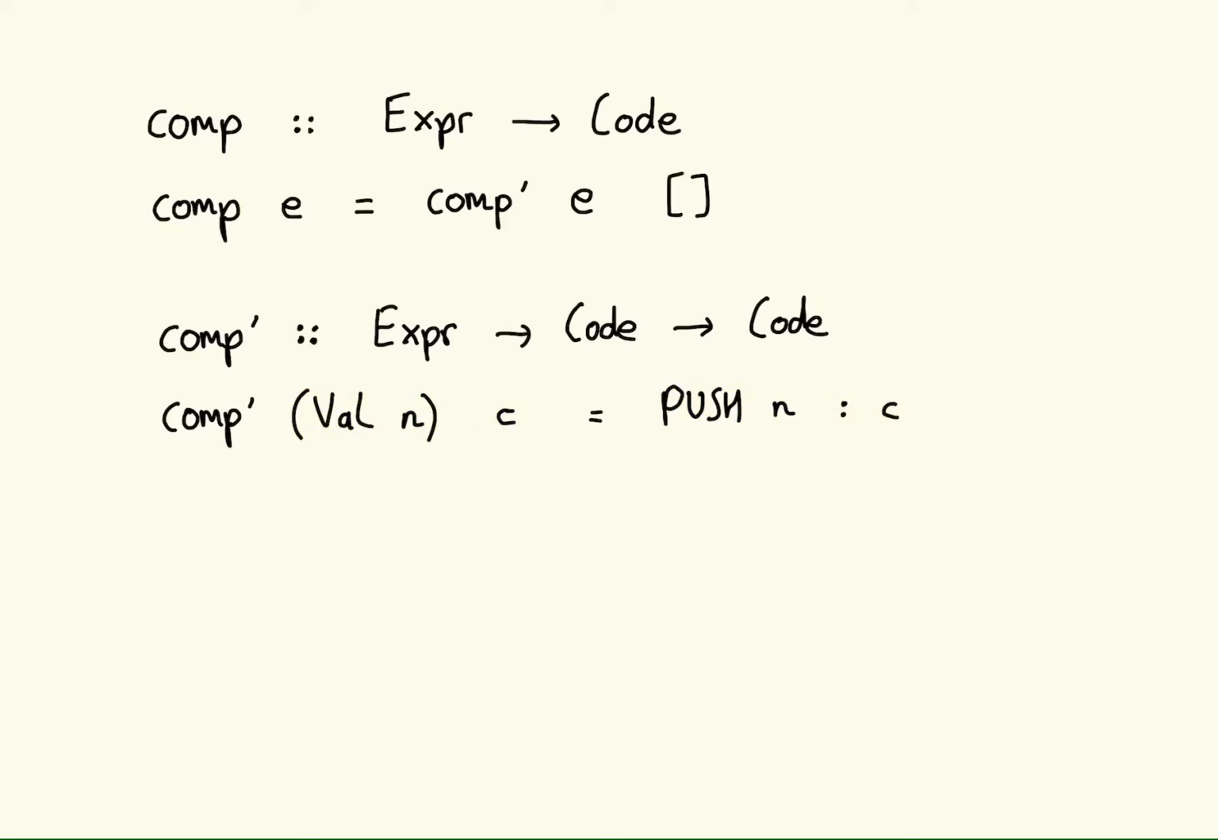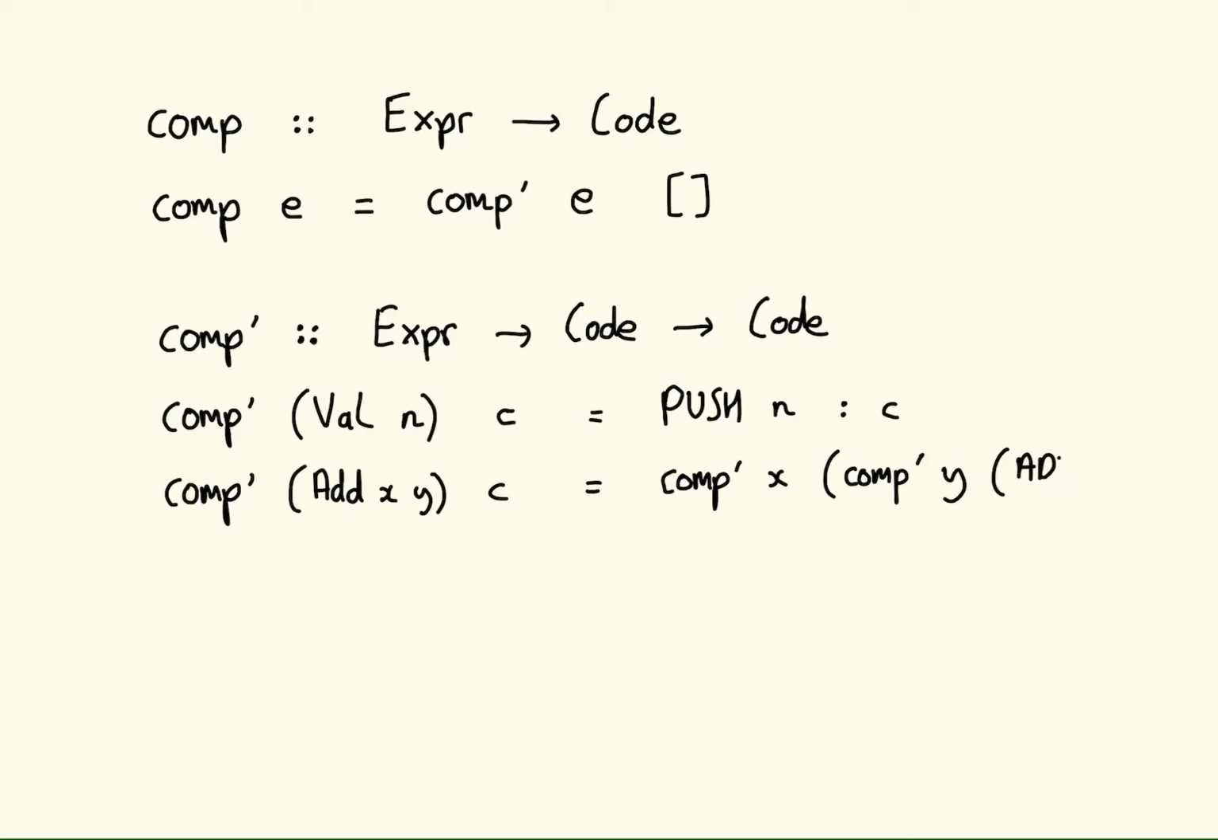Then in the recursive case, this follows the same kind of pattern as we had with the flatten function on trees in the last class. So if we want to compile an addition of two sub-expressions x and y, and then we want to append the code C on at the end, all we're going to do is compile the expression x, then compile the expression y, and then emit an add operation, and then have the code C on the end. And again, note that this definition does not use the append operator at all.